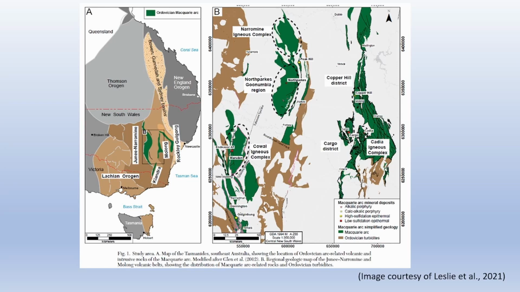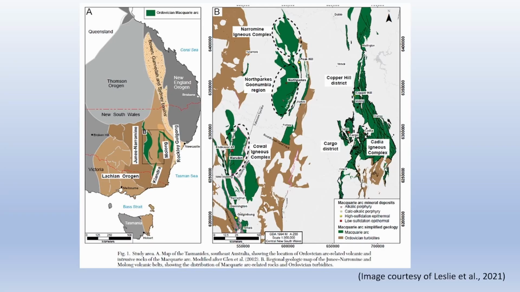And these mineral systems are not random. They align with discrete igneous complexes, which are quite often granodiorite or monzonite in composition, and each reflects different tectonomagmatic pulses.